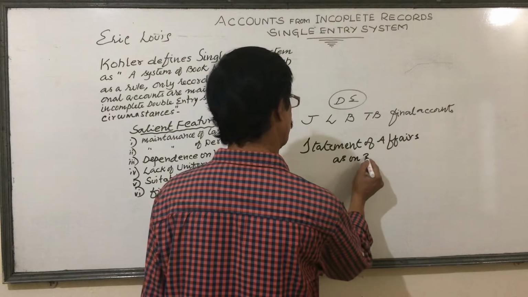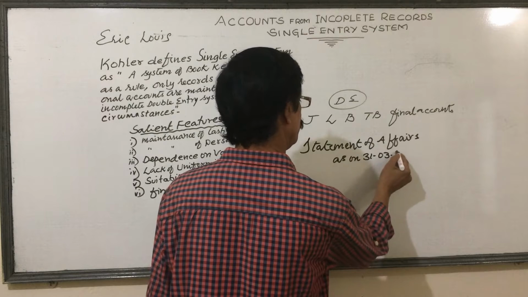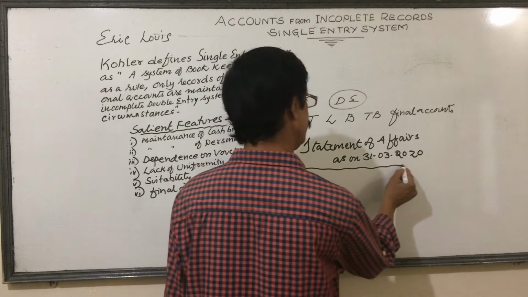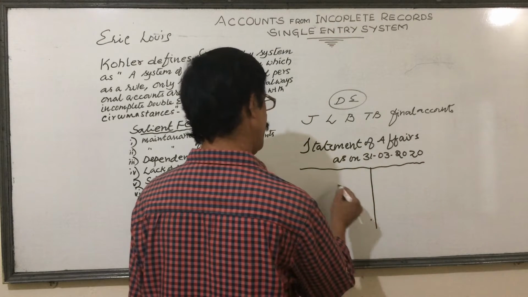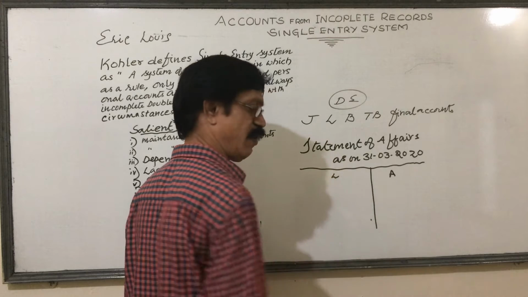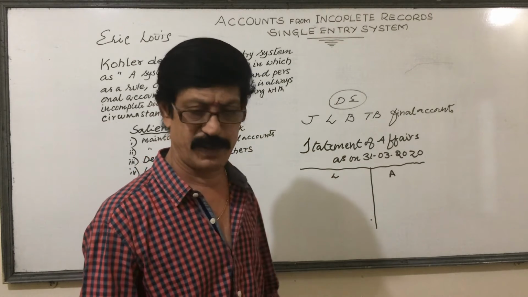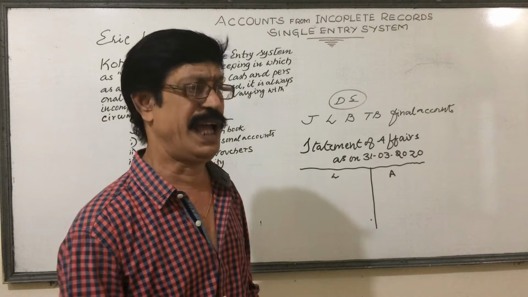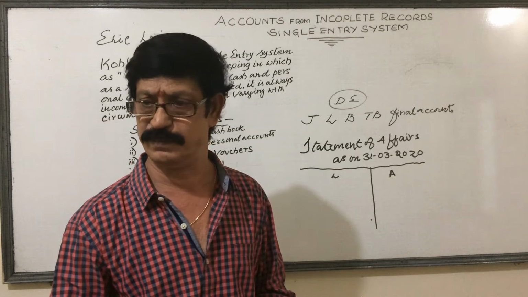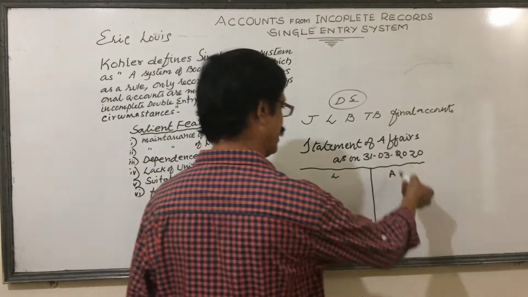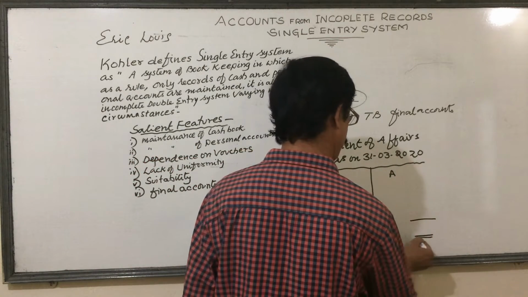Statement of affairs as on 31st March 2020. Liabilities and assets are taken. Suppose I have what assets I have today. We have furniture, we have books and racks, we have customers, that means debtors, and we have cash balance as well as bank balance. Take all the assets on the asset side, what we have today.